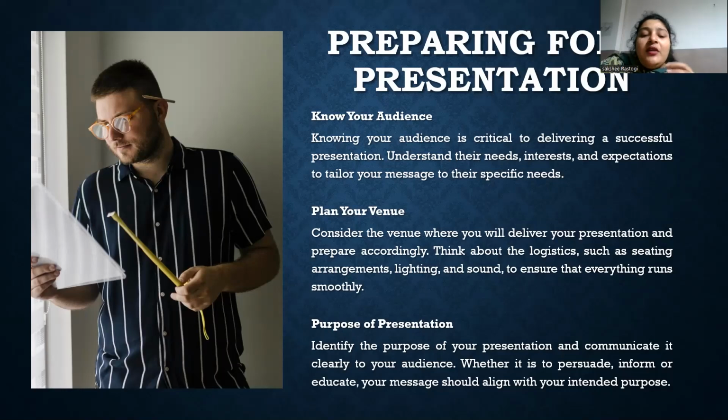Level of understanding: what is their current knowledge about the topic. Expectations: what are they hoping to gain from the presentation. Values: what are their core values and beliefs. Attitudes: what is their attitude towards the topic or industry. Behavior: how do they behave in a similar situation or when faced with similar information. Preferred communication styles: how do they prefer to receive information, visual, auditory, or text based. Cultural considerations: are there any cultural differences or sensitivities you need to be aware of.